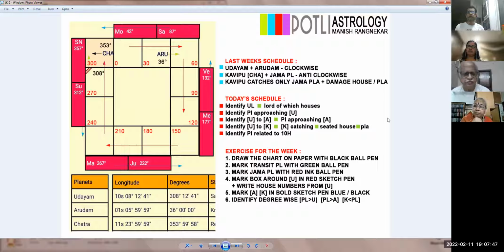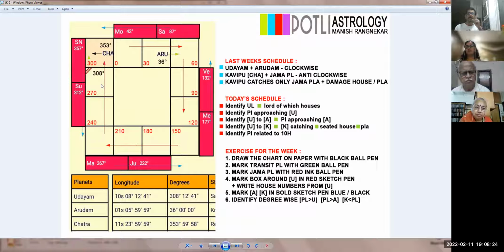Yes. Okay. So basically, the first and foremost thing is to identify the Udayam Lord, because that tells you the strength of the question, how valid it is. If you see this case, in this case Saturn is the Udayam Lord. Now once you identify the Udayam Lord, see which houses it rules and where all it is seated. Two things. Which houses does it rule? It is ruling this house, which is house number 1, and this house, which is house number 12, because it goes in the anti-clockwise direction.